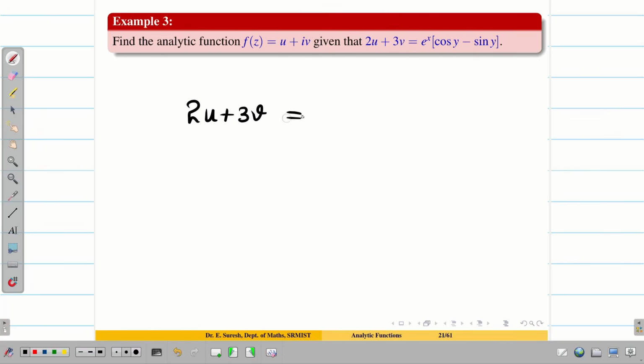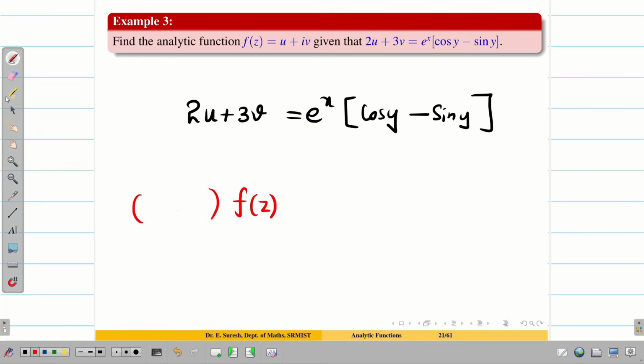Next, for more clarity, I am taking the same problem, but my left hand side is simply 2u plus 3v is equal to e power x into cos y minus sin y. Now how to write f of z is well known to you. Just write f of z. See the coefficients of u and v. It is 2 and 3. So I will write 2 minus 3i.